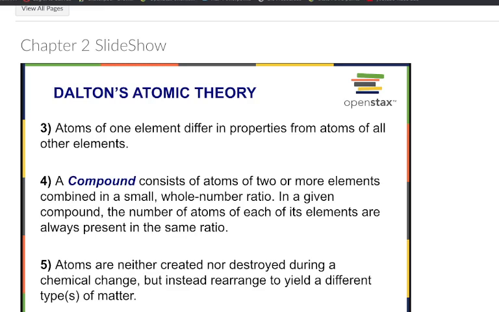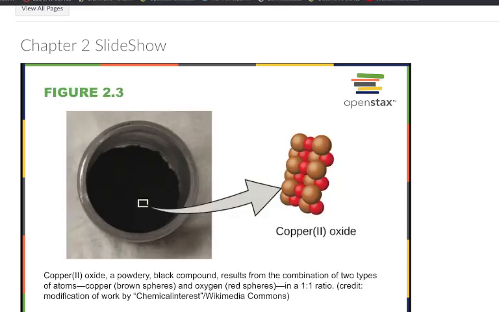For example, hydrogen is different than oxygen, but when combined together into a compound, they yield water. It's no longer hydrogen and no longer oxygen. No hydrogen was destroyed and no oxygen was destroyed, yet a different type of matter was created through a chemical reaction. Another example of a compound is copper-2 oxide, where we have copper and oxygen combined to form copper-2 oxide.